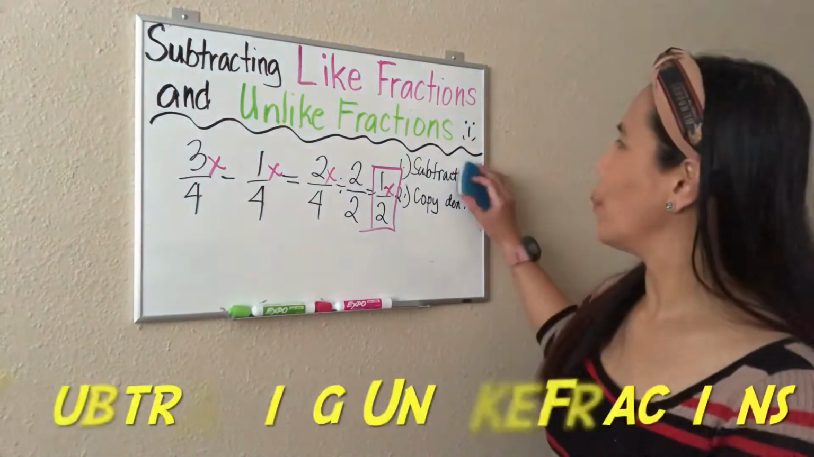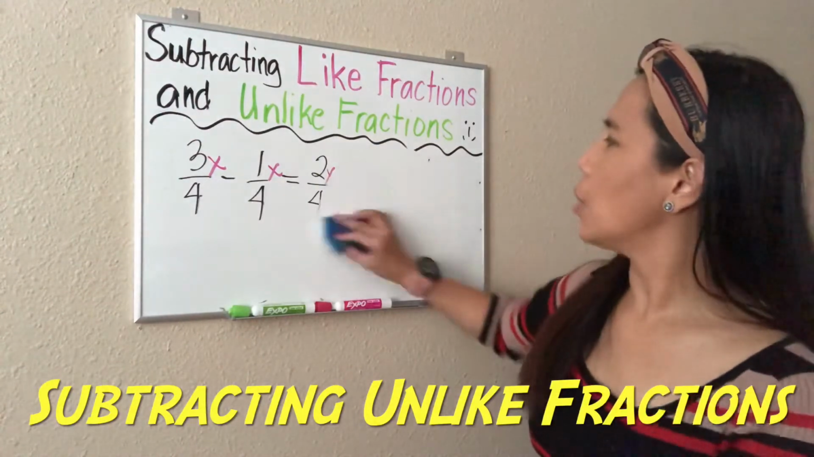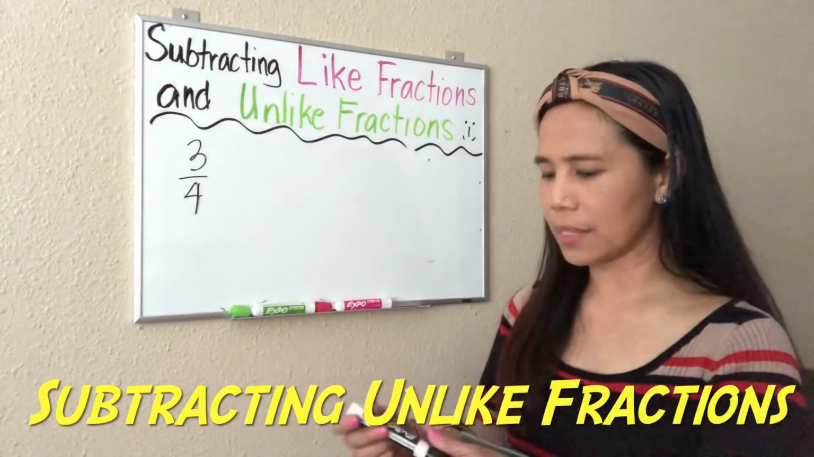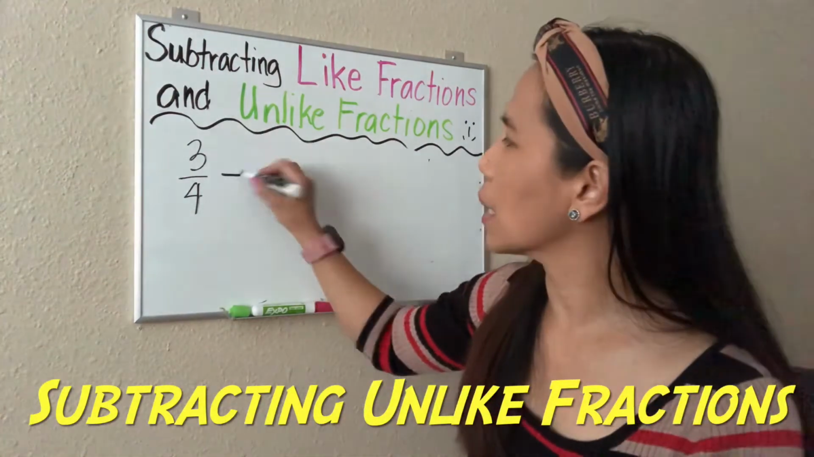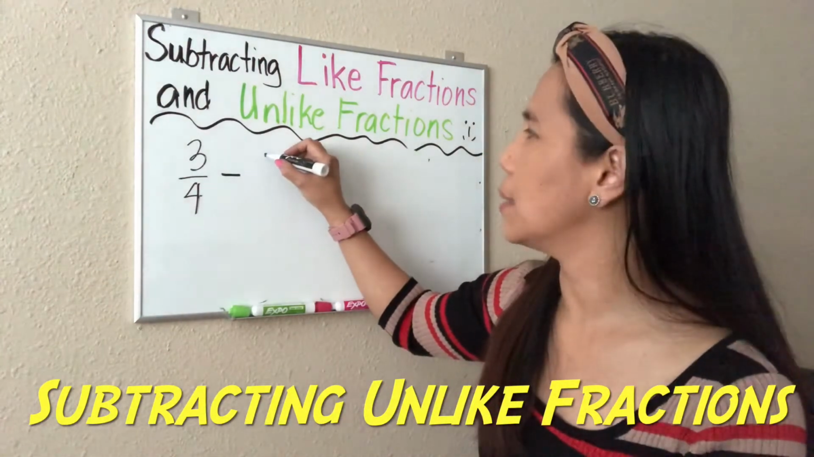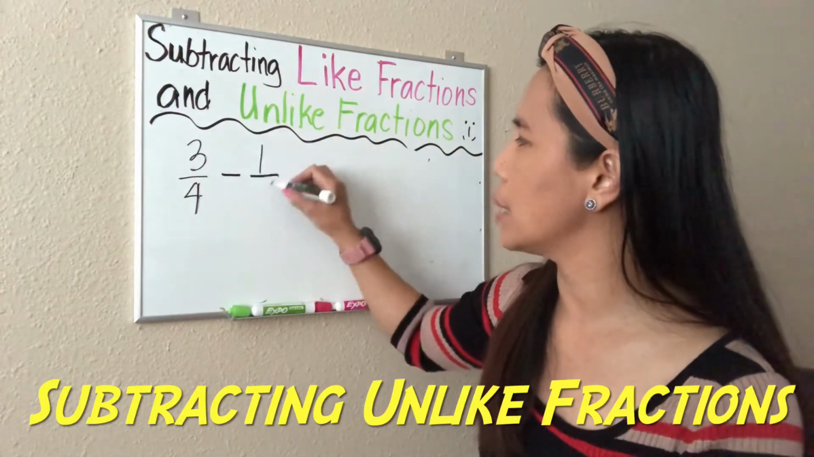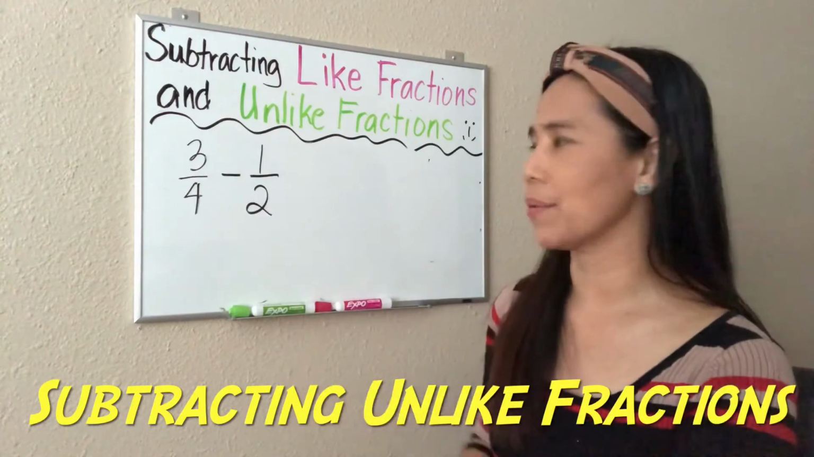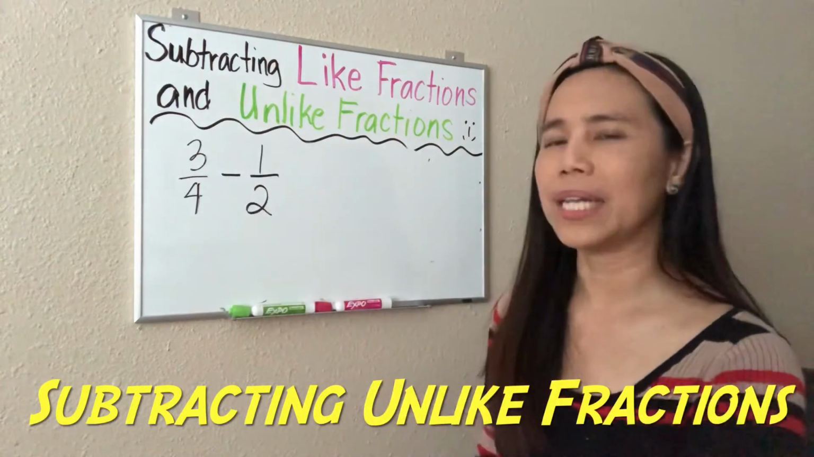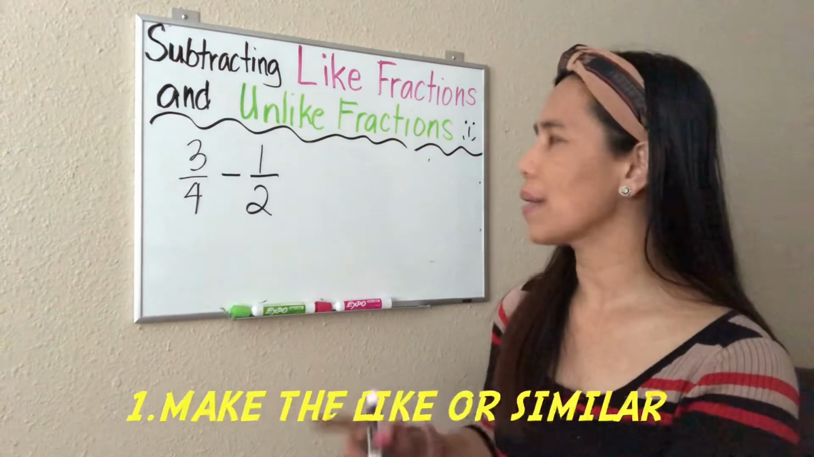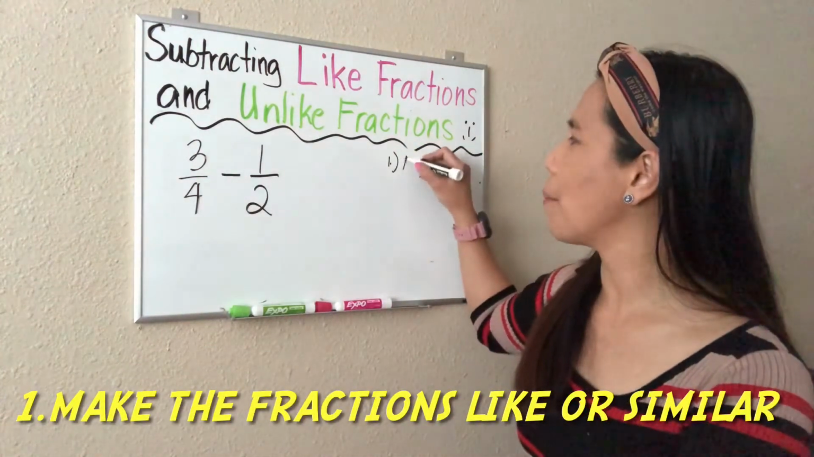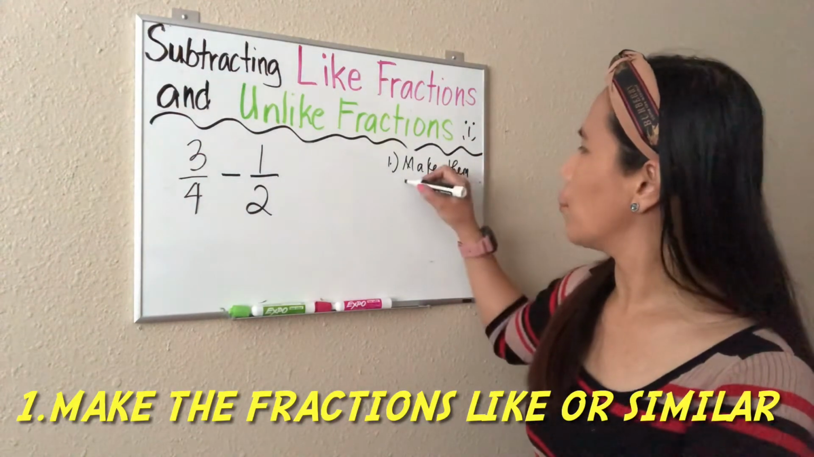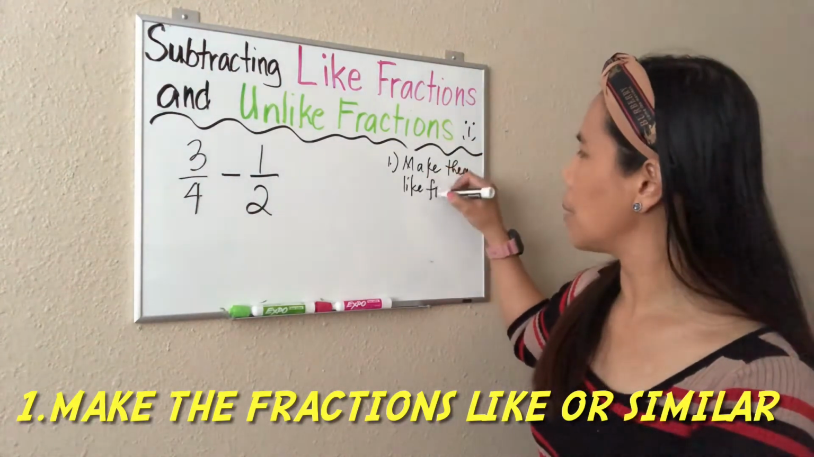Let's now move on with unlike fractions. How do we subtract unlike fractions? Let's just leave the 3/4 there, and then let's subtract it with a different fraction, which is 1/2. Now notice that we now have different denominators, right? So 3/4 minus 1/2. To subtract that, first we have to make them like fractions. If we say like fractions, they should have the same denominators.